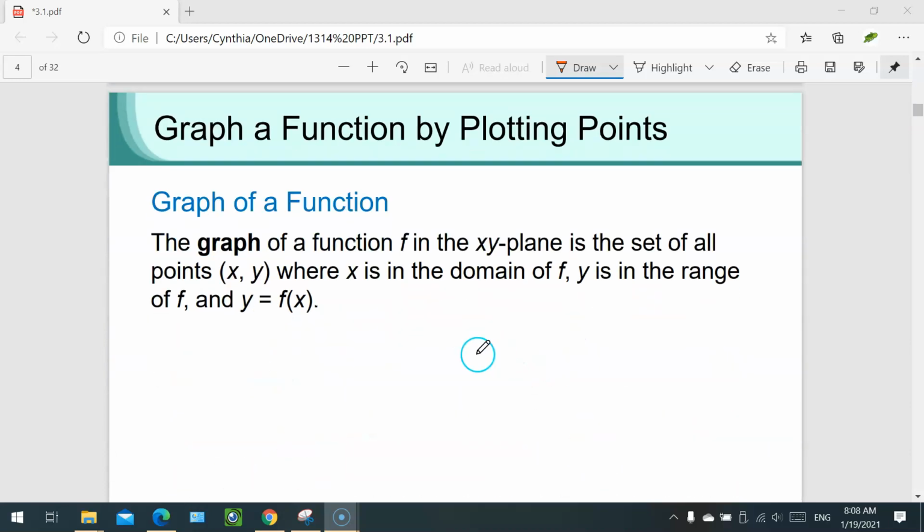Graph the function by plotting points. The graph of a function f in the xy plane is the set of all points (x, y), where x is in the domain of f, y is in the range of the function f, and y is equal to f of x. So these two have the same meaning.